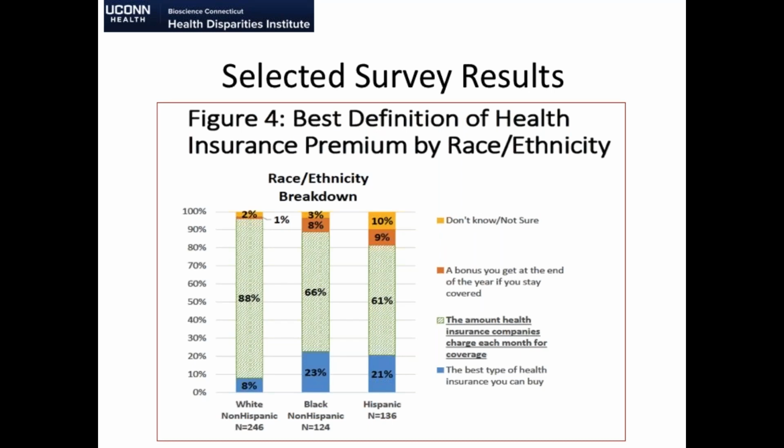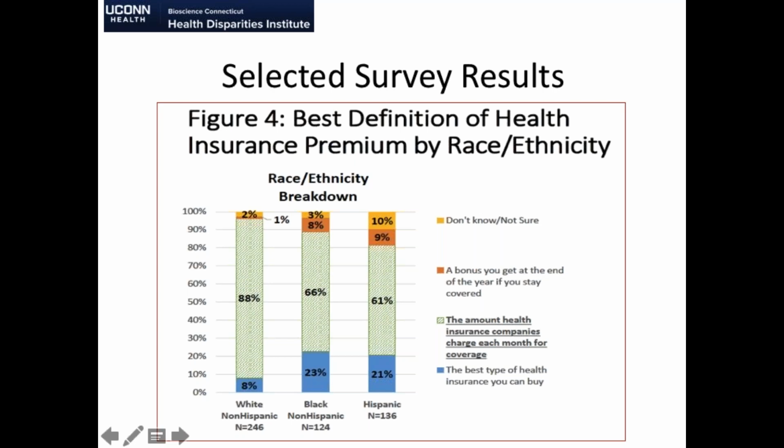let me share with you some selected survey results. We have lots and lots of data, and you can get access to all these data. But in this particular question, we asked, what is the best definition of health insurance premium? And then I am showing the results by race and ethnicity. And what you can see here, if you look at the three bars, the left is whites, the middle bar is Black non-Hispanics, African Americans, and the other one is Hispanics.